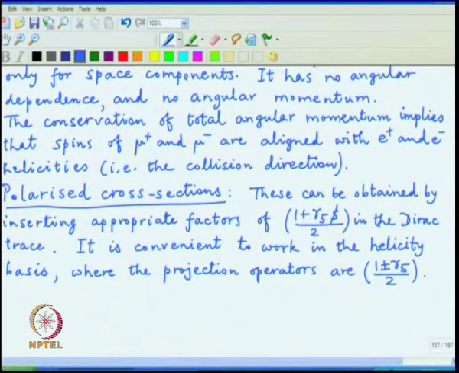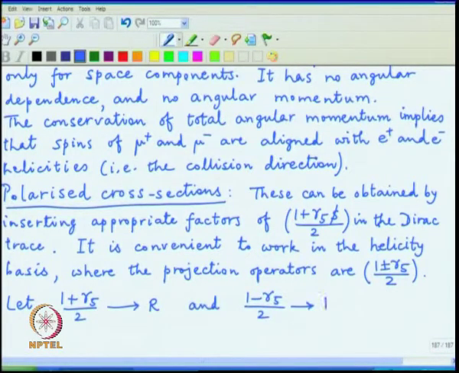do too complicated a calculation. And I am going to denote these factors 1 plus gamma 5 by 2 to be something which is a right handed helicity, and 1 minus gamma 5 by 2 be denoted by the left handed helicity. So, we have the two helicities. We again have the particle and antiparticle degrees of freedom on top of this, and those will make up the 4 complete components.